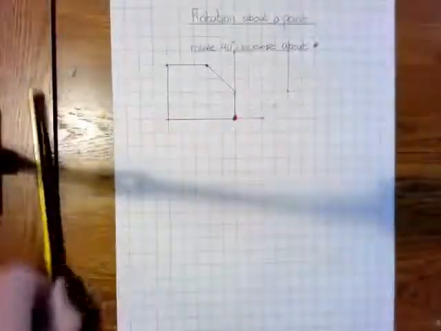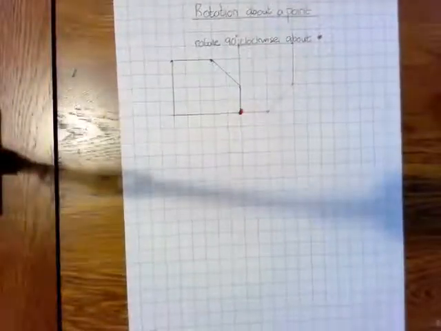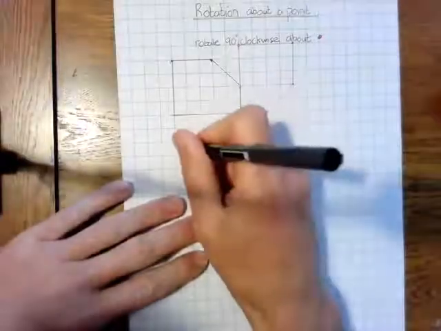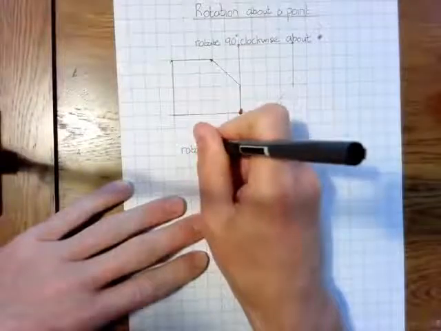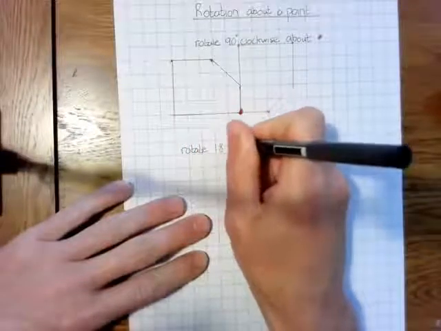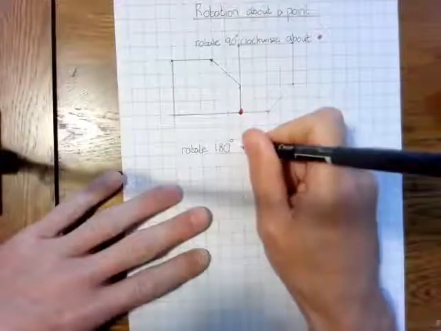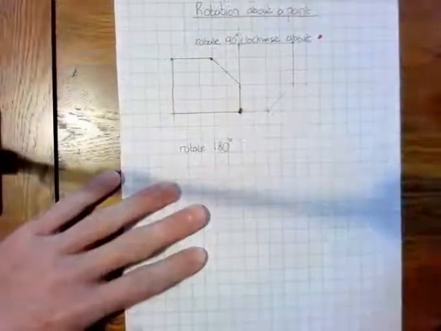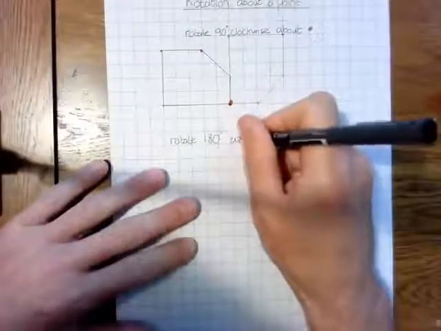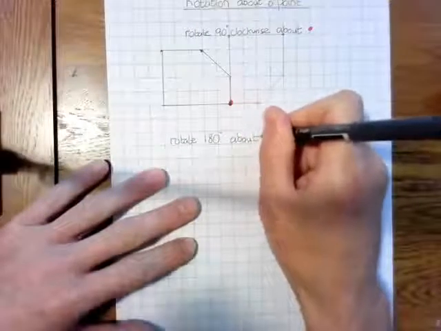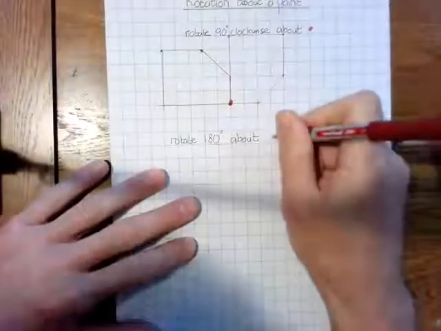Okay, I want you to do 3 of these. Right? So I'm going to do another one. I'm going to do a 180 this time. So I'm going to rotate 180 degrees. Now I don't need to say which direction. I said that earlier because it doesn't matter which way around I go. And again, I'm going to do it about a point there.